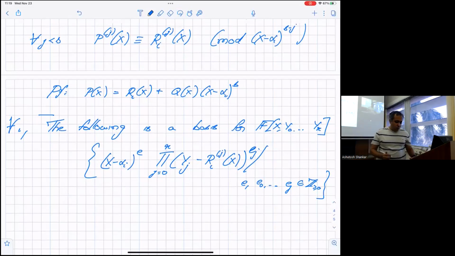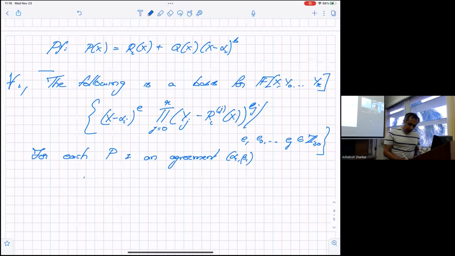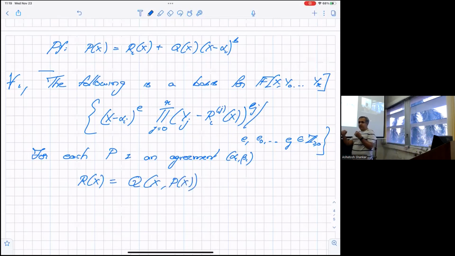So what do we want? We want Q to vanish. For each polynomial P and an agreement point (alpha_i, beta_i) of P with the data, we want R(x), defined to be equal to Q(x, P(x)), to vanish with multiplicity n. The whole condition is being set up, reverse engineered, in order to get this particular condition.